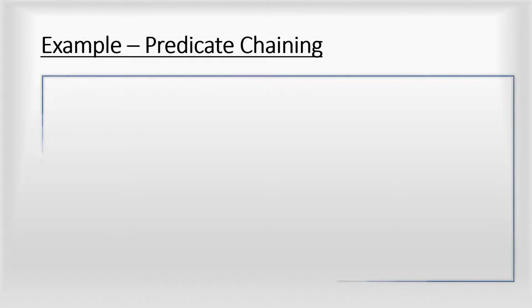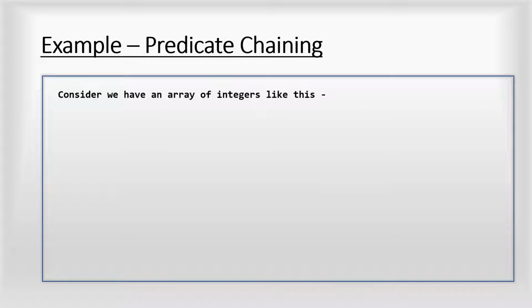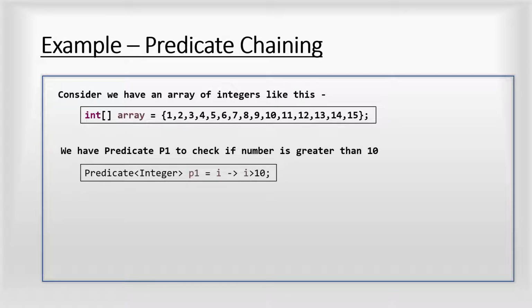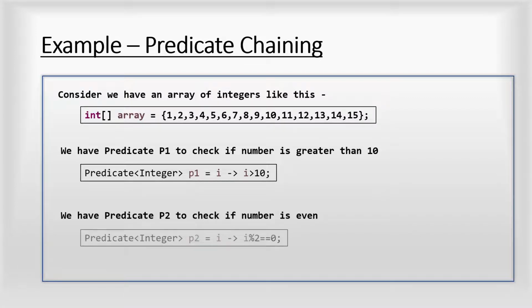So let's take an example here. Consider we have an array of integers like this. Then we have a predicate P1 to check if the number is greater than 10 or not. So this is my Predicate of Integer P1 that will tell me if the number is greater than 10 or not. Then we have another predicate P2 to check if the number is even or not. So here I have Predicate of Integer P2 that checks if the number is even or not.